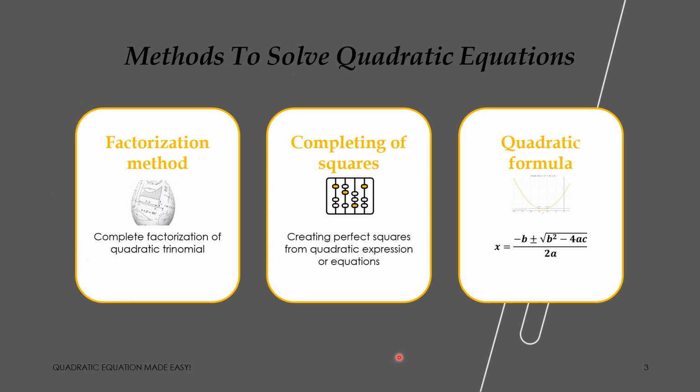Universally, we have three strong methods to solve quadratic equations. We have the factorization method, which deals with complete factorization of a quadratic trinomial. We also have completing the square, which deals with creating perfect squares from a quadratic expression or equation. We also have the quadratic formula, which we normally call the almighty formula, of the form x equal to minus b plus or minus square root of b squared minus 4ac, divided by 2a.